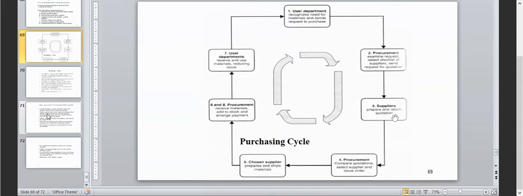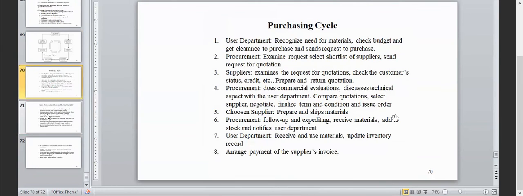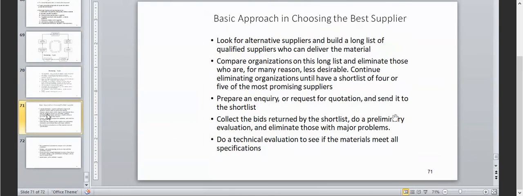So please read this one, the purchasing cycle. We have 8 activities under the purchasing cycle. So these are the 8 activities of the purchasing cycle, where the user department recognizes the need for material and requirement, examines the request, and selects the shortlist of suppliers. So I leave this slide to you to self-study on this topic.